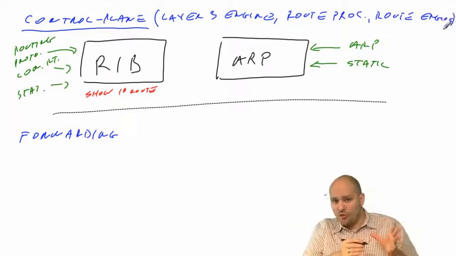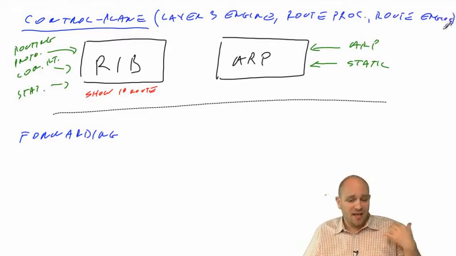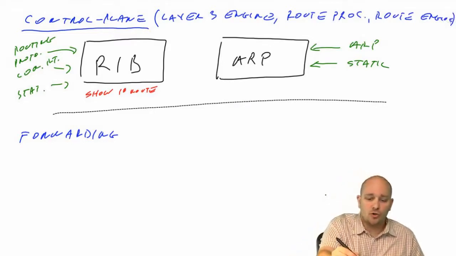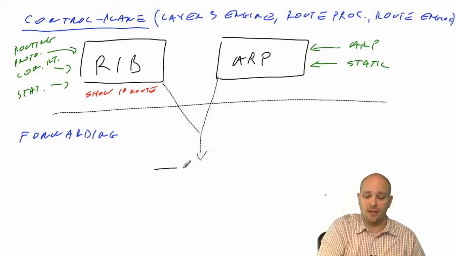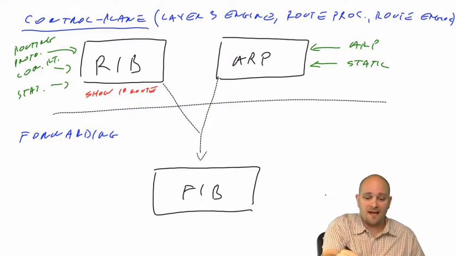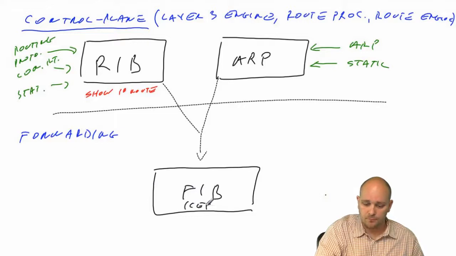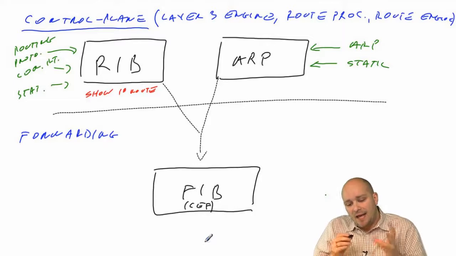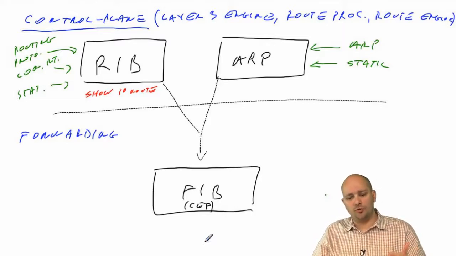Now, based on this information that we have in our routing information base and based on the ARP table, what is going to happen? These two databases are going to feed our forwarding information base, our FIB, which is basically a CEF table. So let me just write somewhere here. This is basically our CEF table here. And in the FIB are going to be all the routes with their resolved next hops.